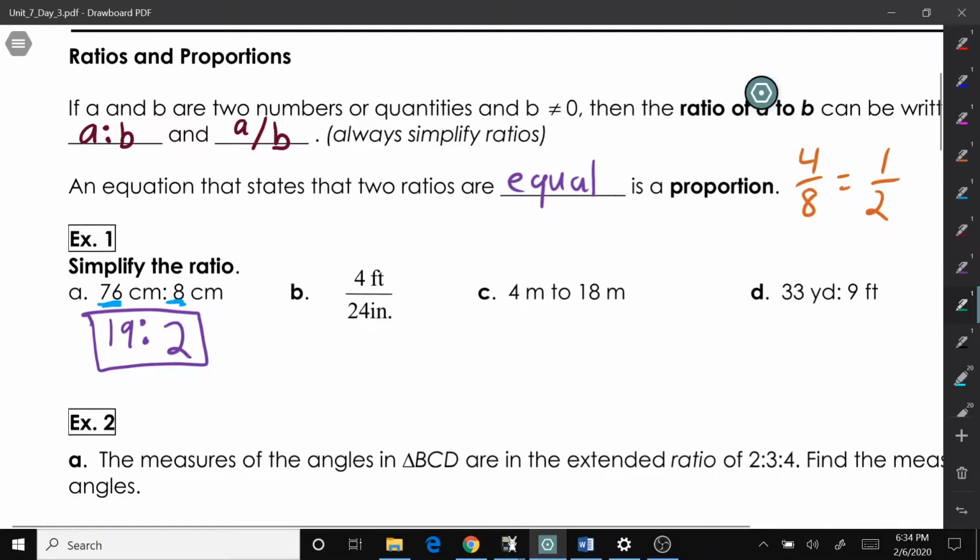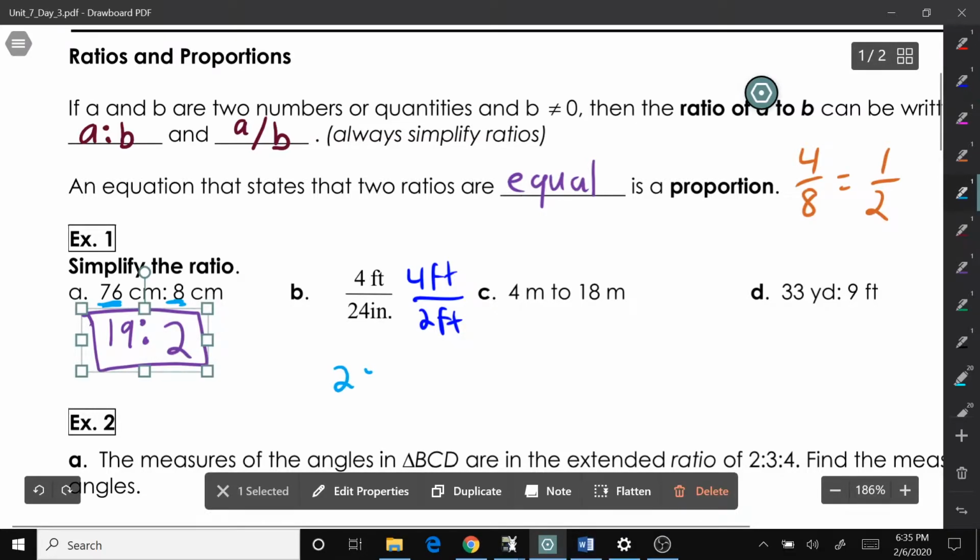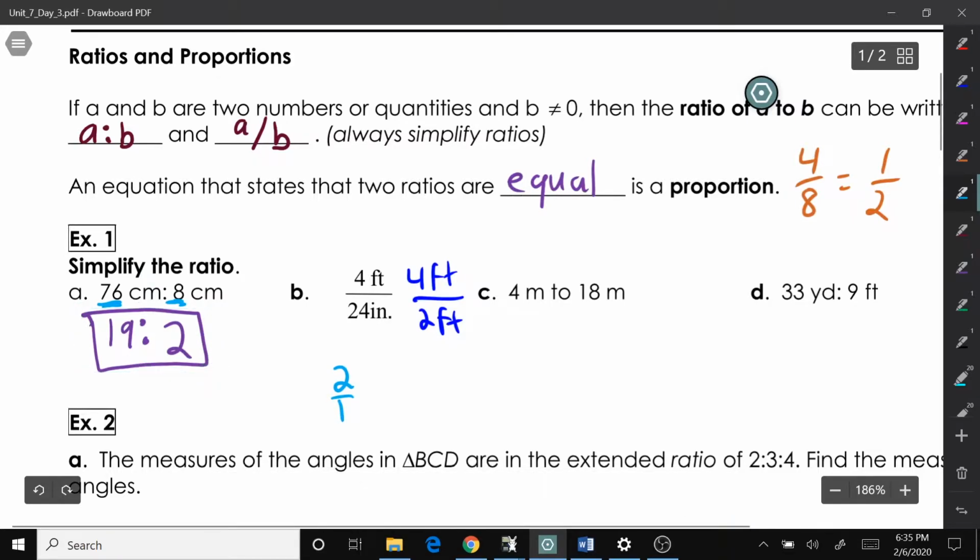Alright, now this one, you're sitting here, 4 feet and 24 inches. That's interesting. We need to convert these to the same units because 4 feet is actually bigger than 24 inches, but you wouldn't know that if you just looked at the numbers here. Each foot has 12 inches, so we can rewrite this as 4 feet over 2 feet. And then when we simplify this, we get 2 over 1 as our simplified ratio.